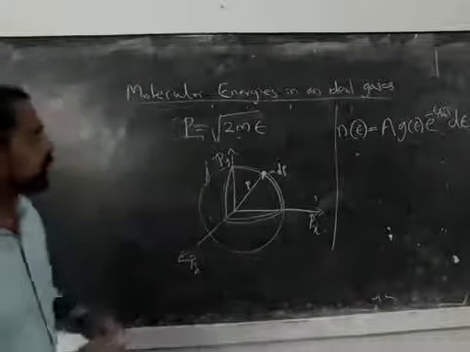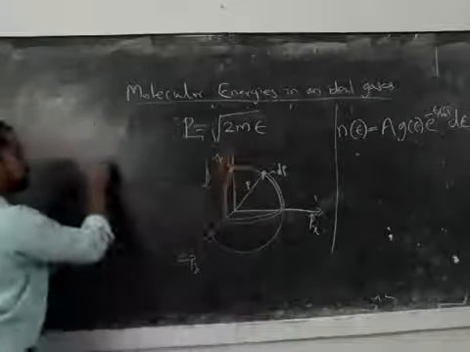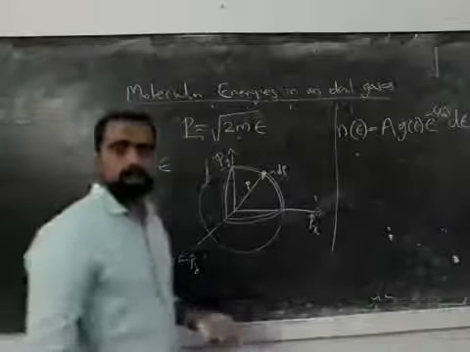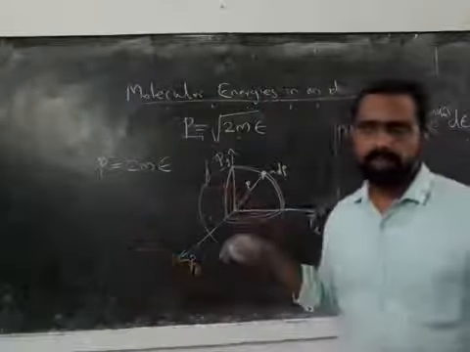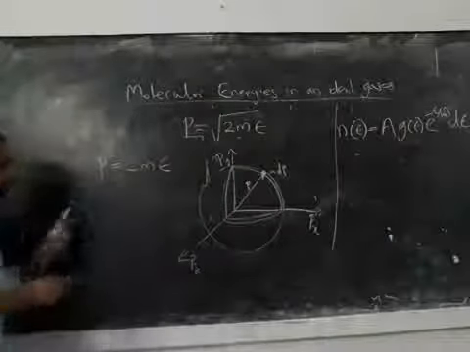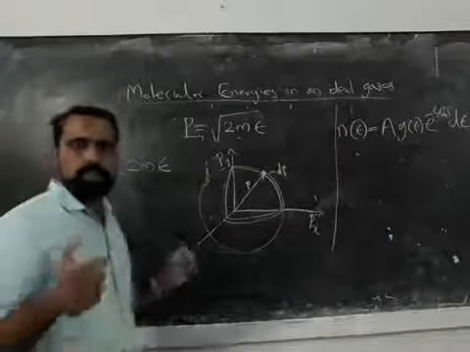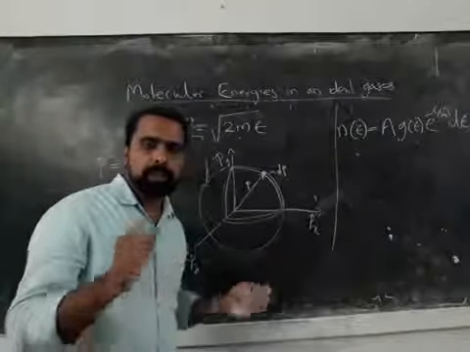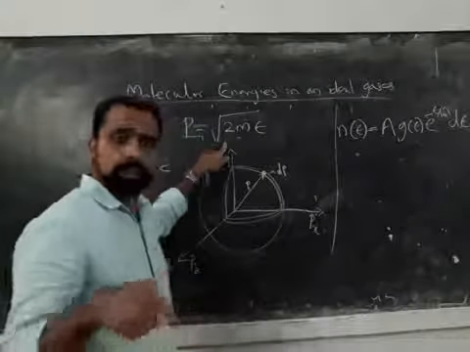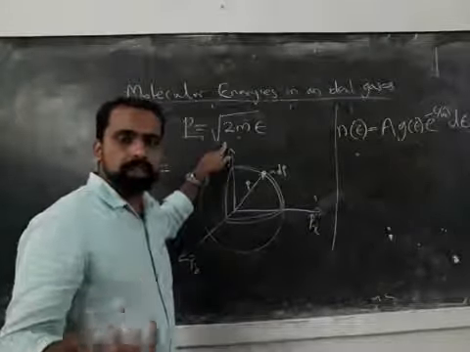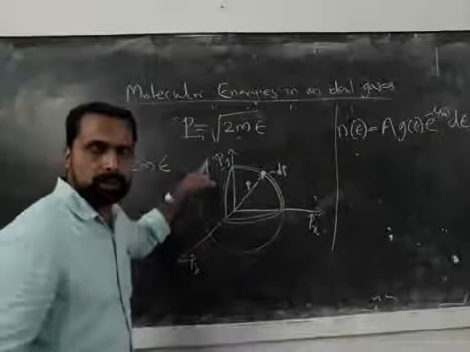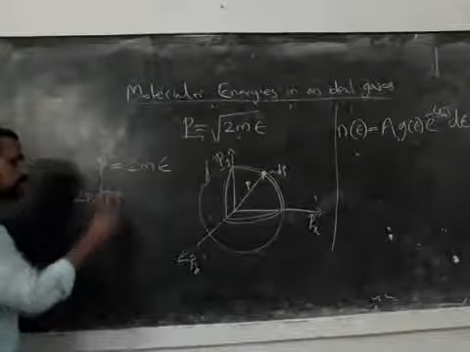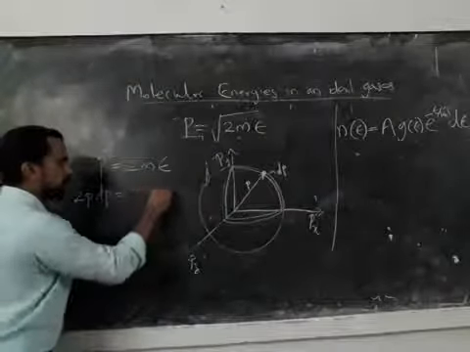So p is equal to square root of 2m epsilon, or p square is equal to 2m epsilon. Okay. Now you can just differentiate it. If you differentiate it, what will you get? You will get the expression for dp. P already we have, and we will get the expression for dp. How to get it? P square is equal to 2m epsilon. Then if you differentiate it, 2p dp is equal to 2m d epsilon.